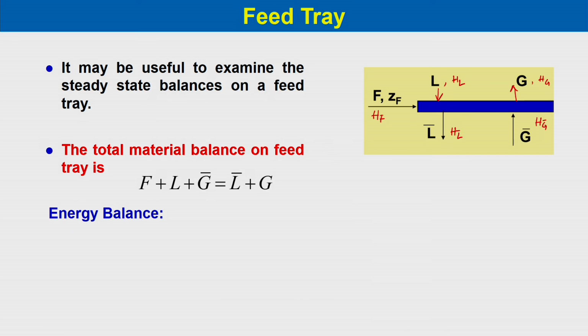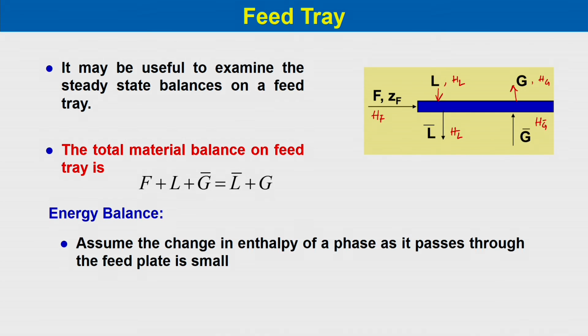Now, if we do the energy balance, assume that the change in enthalpy of a phase as it passes through the feed point is small. In that case we can write F HF plus L HL plus G bar Hg would be equal to L bar HL plus G Hg.